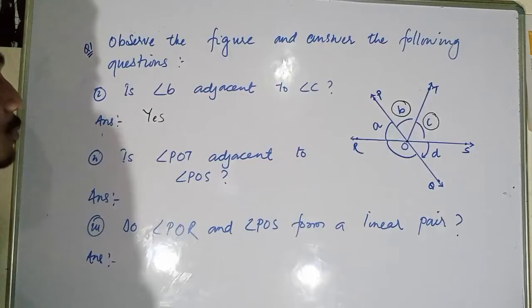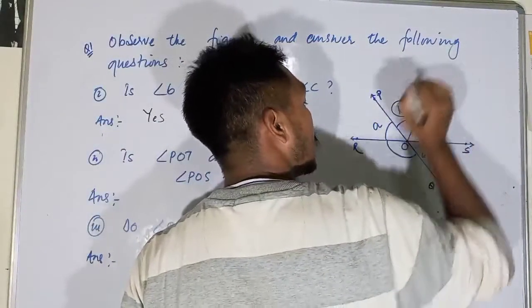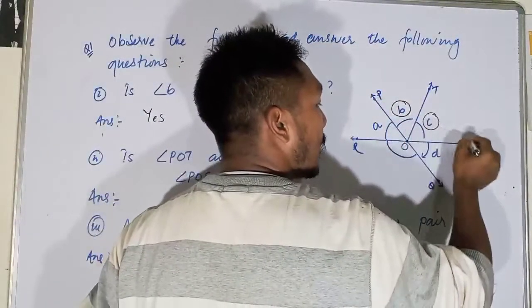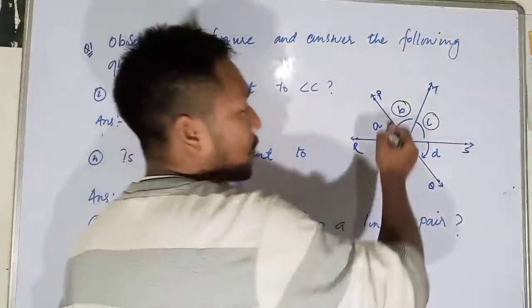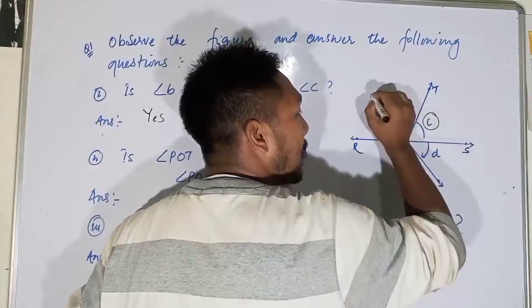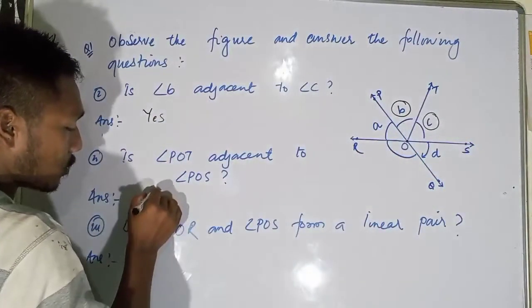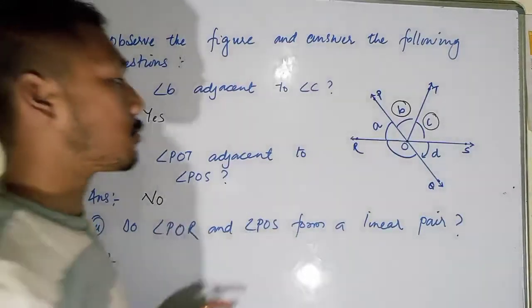Okay, next is POT, this is our POT, and POS. Are these adjacent to each other or not? No. Why? Because they don't have any common arm. This is one angle, this is the bigger one, and another one is this angle. So they don't have a common arm, so we can say no. Okay, next, POR and POS. POR is what?